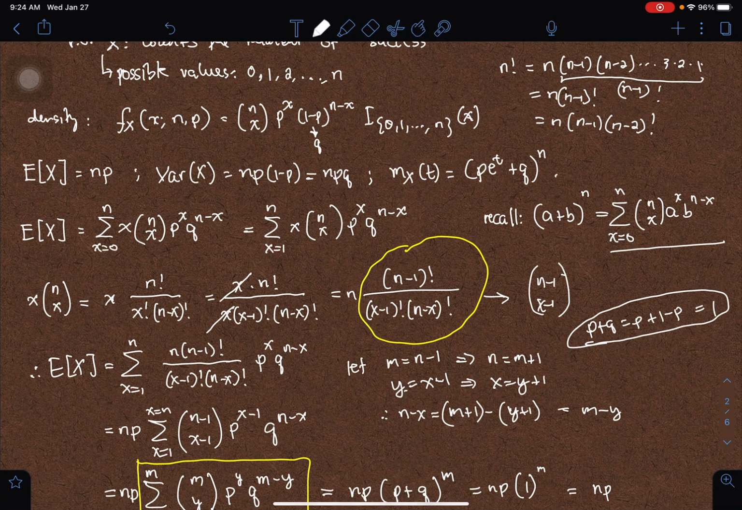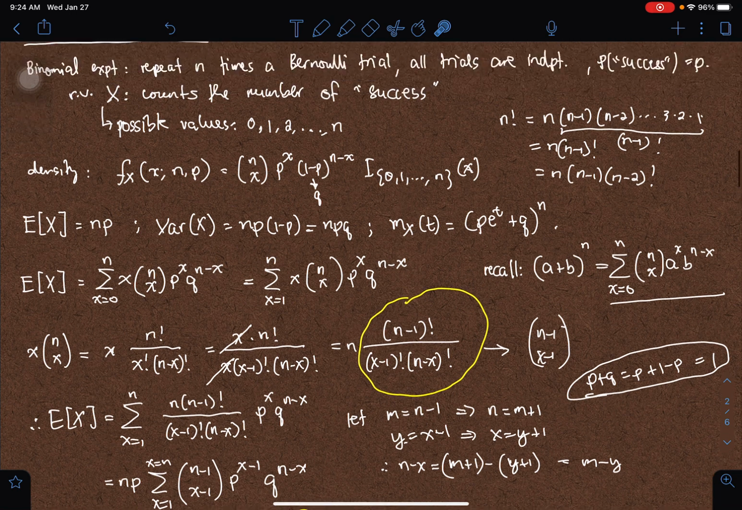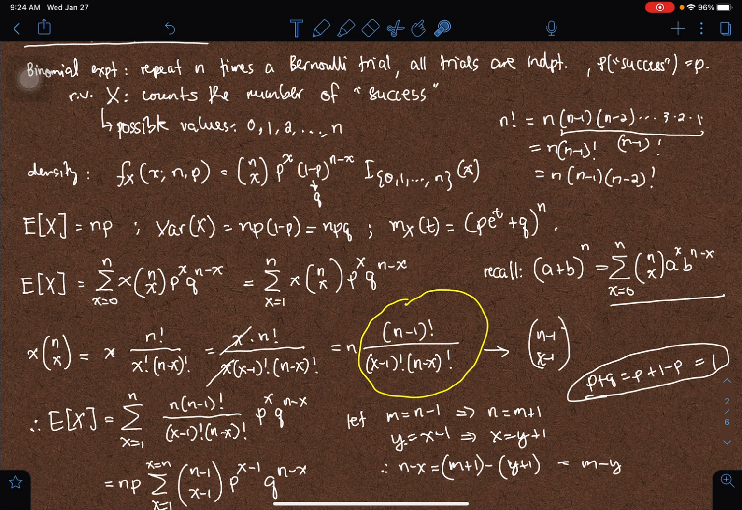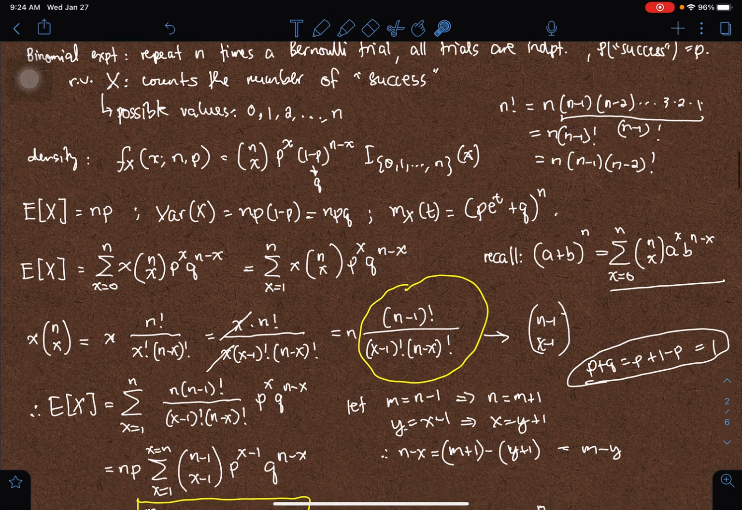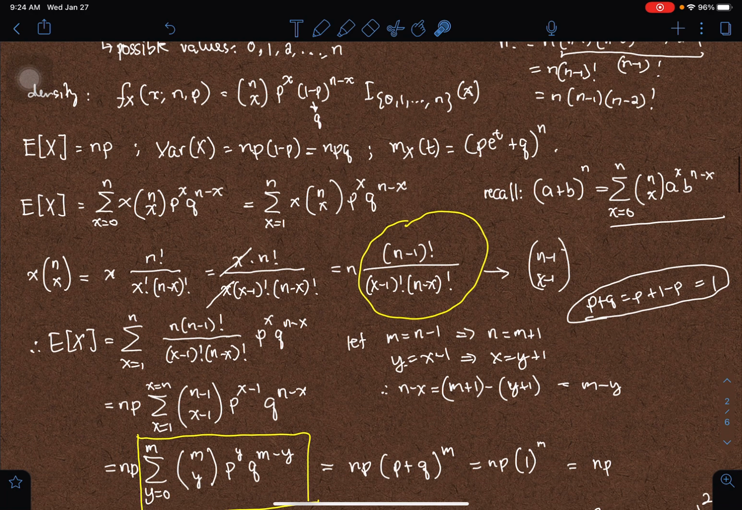Now, we will try to simplify this expression, x times n taken x. If you can recall, the binomial coefficient n taken x is given by n factorial over x factorial times n minus x factorial.